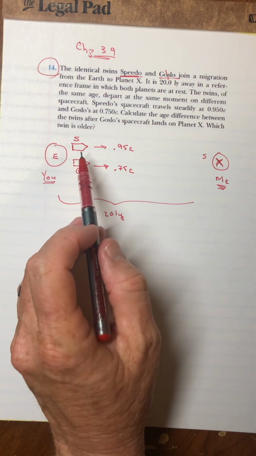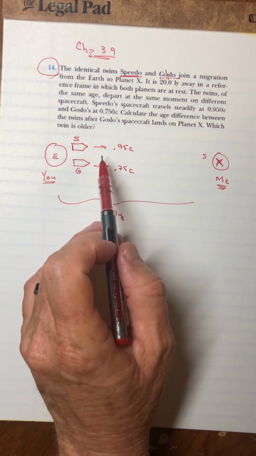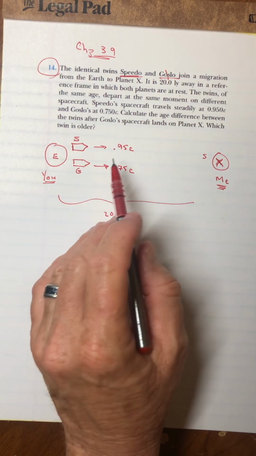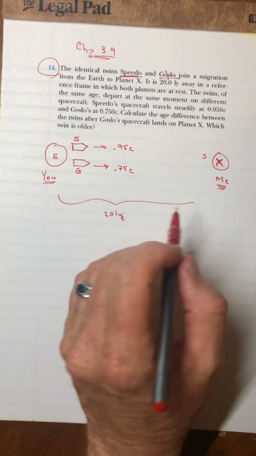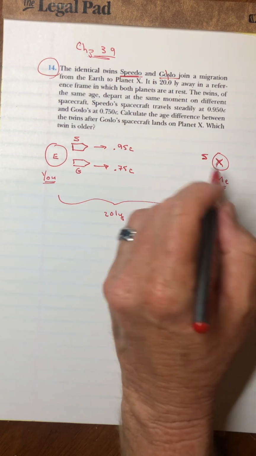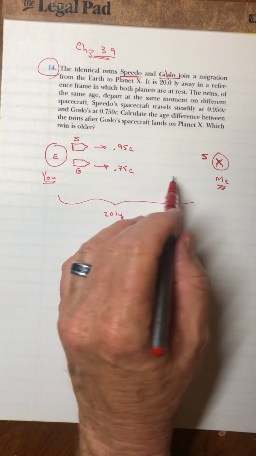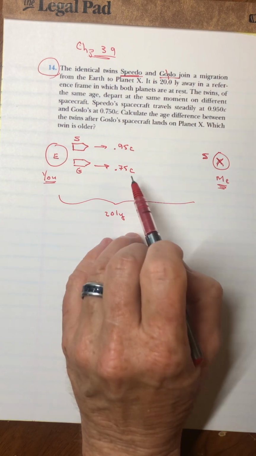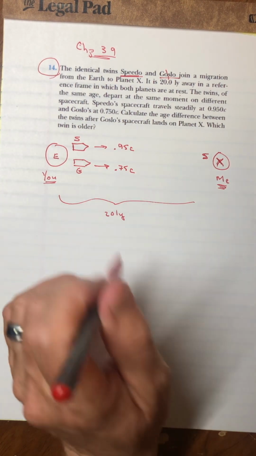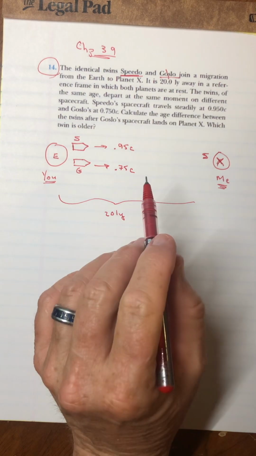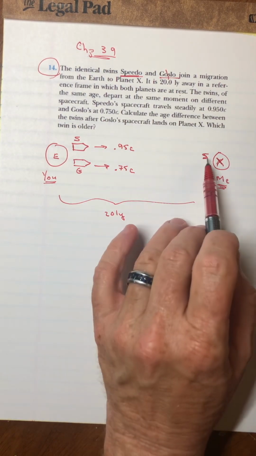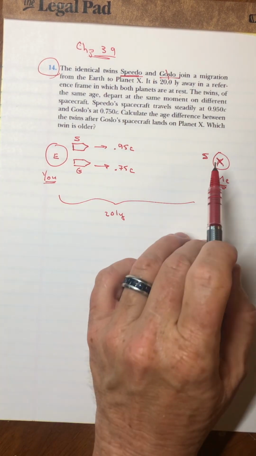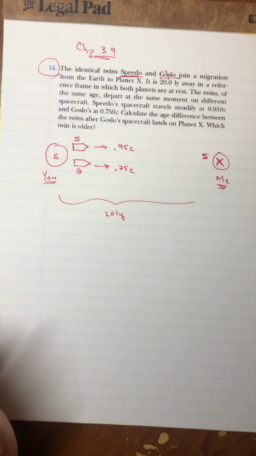Your first reaction is that Speedo's going to be the younger one because the clock goes at a slower rate. And that's true while they're traveling. But Speedo's going to get onto planet X with me, and we're just going to hang out for a while waiting for Go Slow to get there, at which point Speedo is going to look back at Go Slow and say, now your clock is running slow. So definitely by the time Speedo gets to me on planet X, I would have said Speedo is younger than Go Slow.